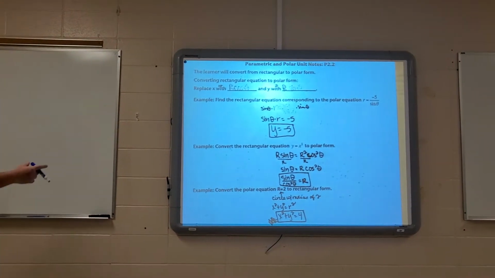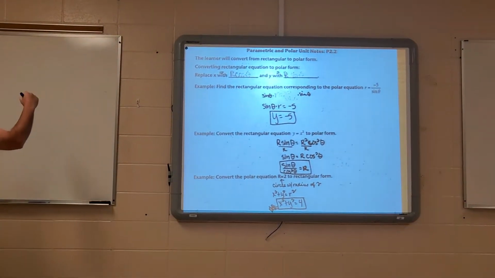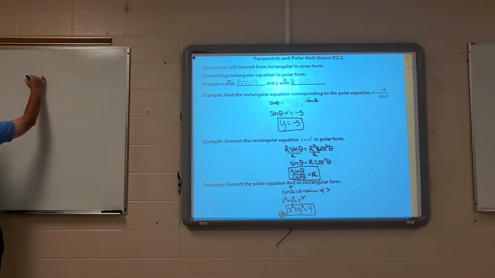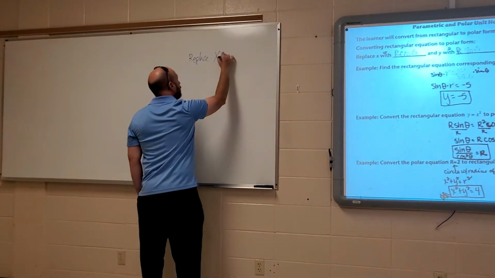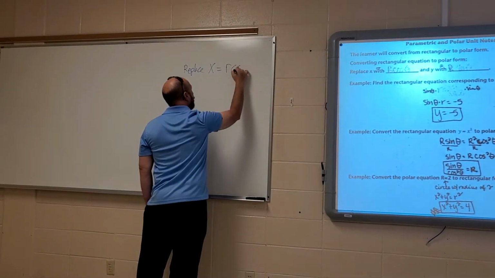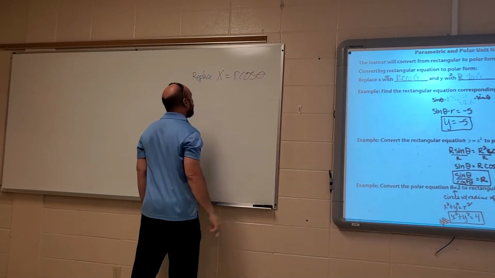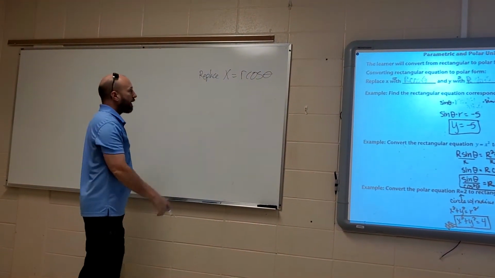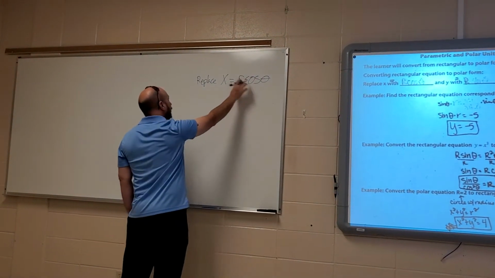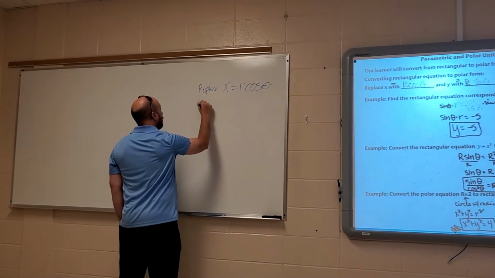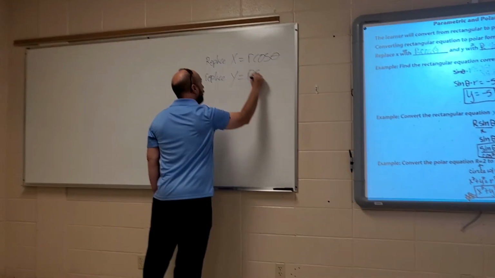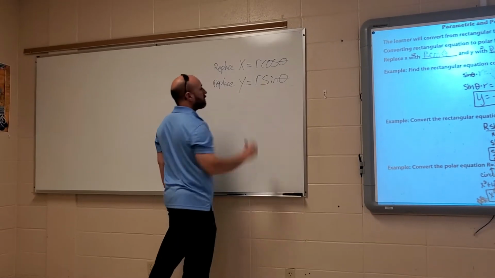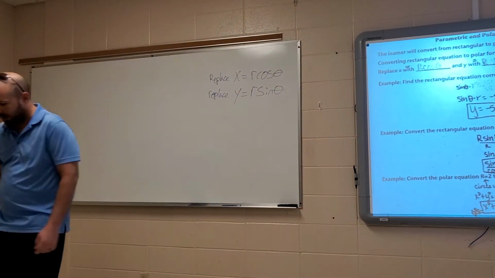So here's the definition. It didn't come out very well, so I'm going to give it to you. You replace x with r cosine theta. Vice versa, you can replace r cosine theta with x. And you replace y with r sine theta. Okay?